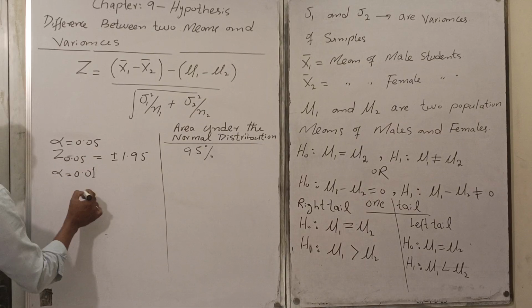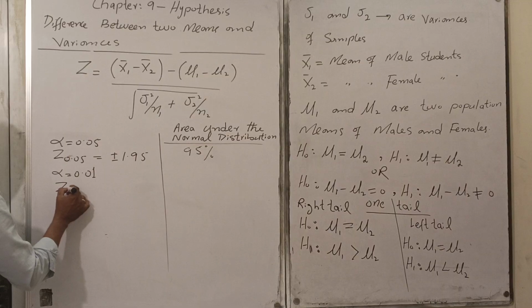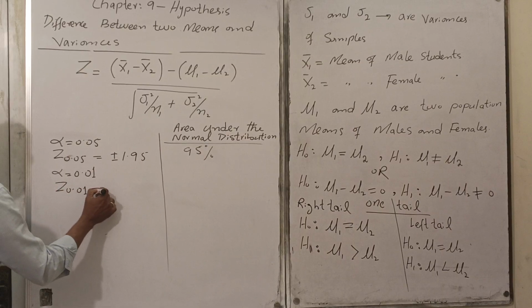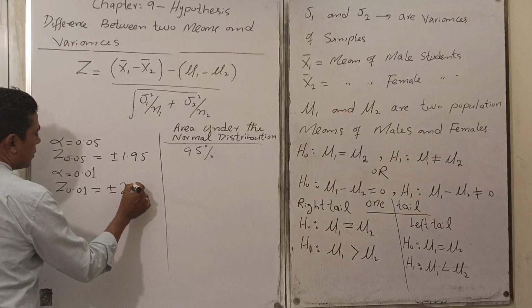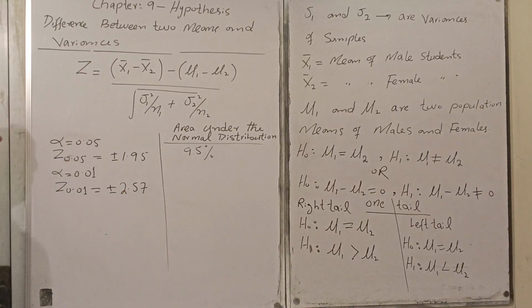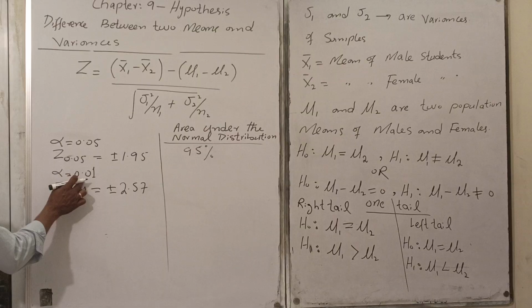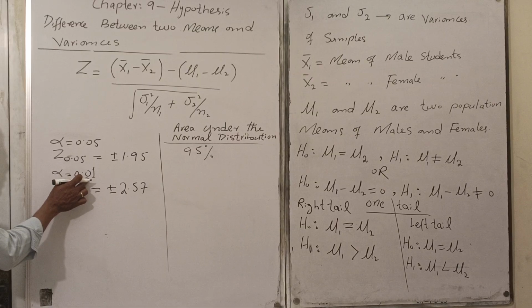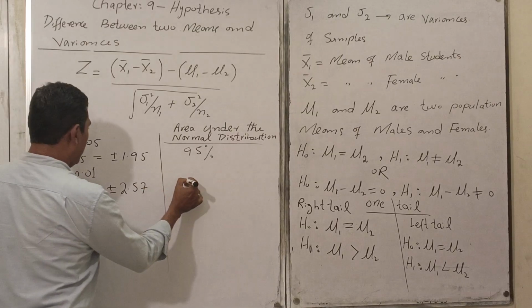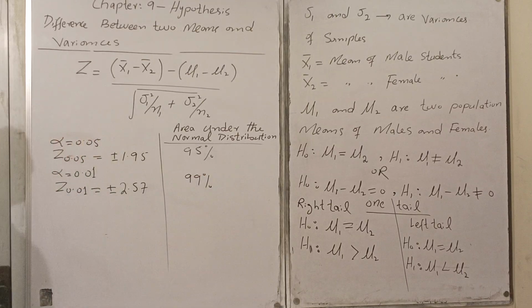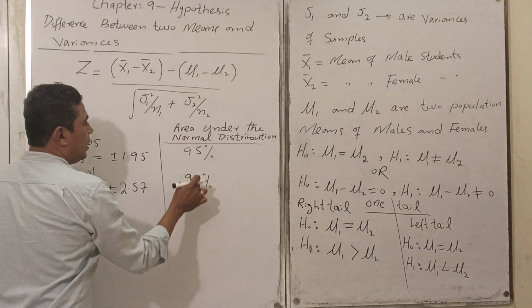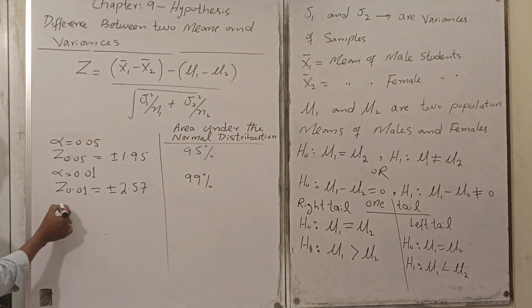Okay, when alpha equal to 0.01, z 0.01 is plus minus what? Plus minus 2.57. So 0.01 means that it is 1%. So what about the area? The area will be 99%. Area under the normal distribution will be 99%.